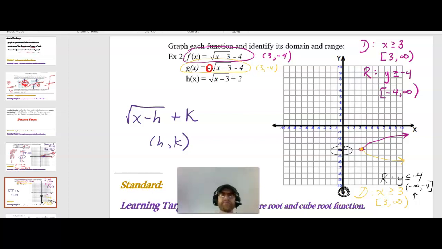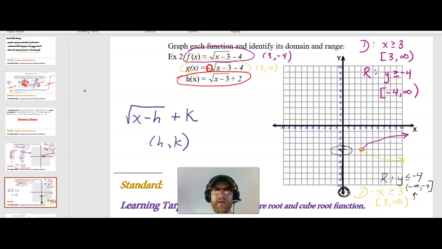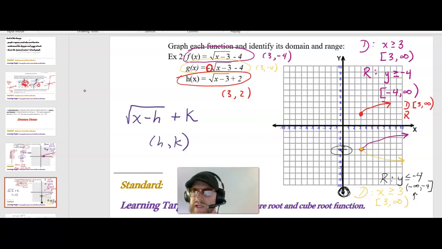Okay? And then one last one just for clarity. Let's go red. So I'm going to graph H. In red, H is 3, K is 2, 3, 2. This particular function does not have a minus in front, so it has not been reflected. So that's the general shape of the graph. The domain is going to be 3 to infinity. And the range is going to be bottom to top, which is 2 to infinity.